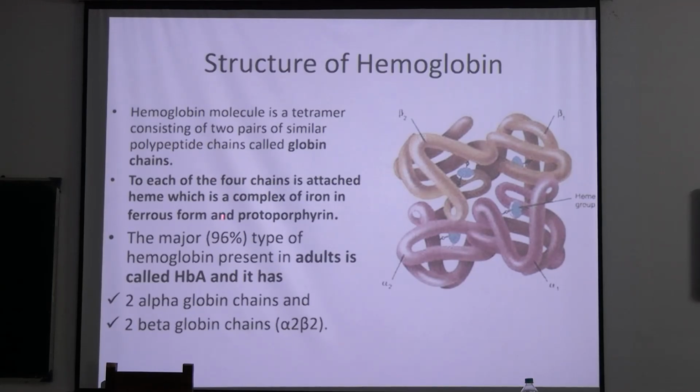96% of the adult hemoglobin is HbA. HbA means the adult hemoglobin and this adult hemoglobin has 2 alpha chains and 2 beta chains. This is represented as alpha 2 beta 2. This is the normal structure of adult hemoglobin. So, there are many types of hemoglobin, some of them physiological, does not affect anything, some of them are pathological. So, you will come to read about the diseases in your theory classes.